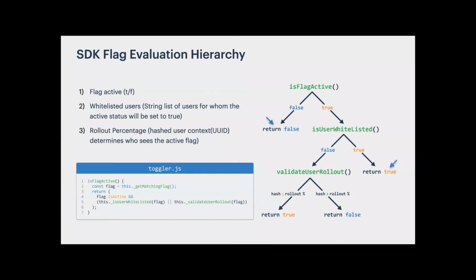If the flag is set to active and the requester is not whitelisted, the function will make the final determination based on the rollout percentage. This involves hashing the UUID to a number between 1 and 100. If that hash number turns out to be greater than the rollout percentage, the flag will evaluate to false. If the hash number turns out to be less than or equal to the rollout percentage, the flag will evaluate to true. And now Trent is going to explain Tailslide's circuit breaking functionality.